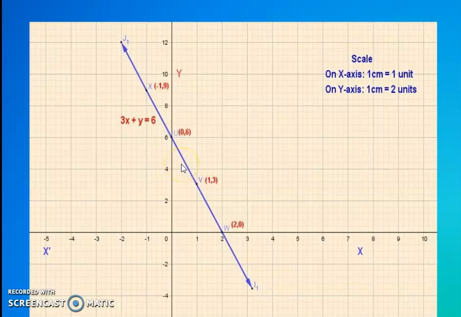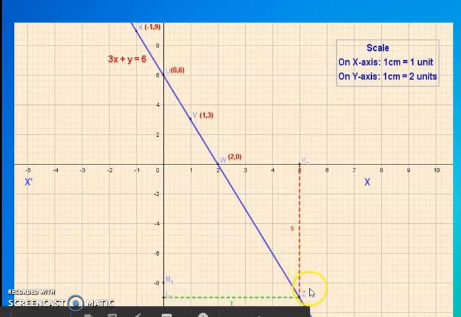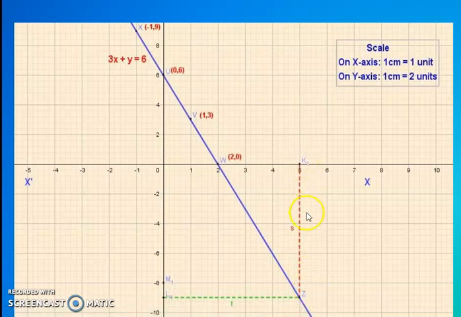Now we are given one more task, to find out the value of y when the value of x is 5, right? So for that we have extended this straight line a little more, and we are taking a line passing through the value of x as 5. Just look at this point. So here it is (5, 0). The value of x is 5.